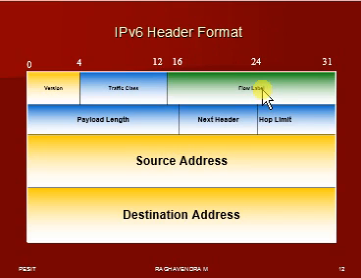Next one is the flow label, which is 20 bits. This large field was created to provide additional support for real-time datagram delivery and quality of service features. The concept of a flow is defined in RFC 2460 as a sequence of datagrams sent from a source device to one or more destination devices.